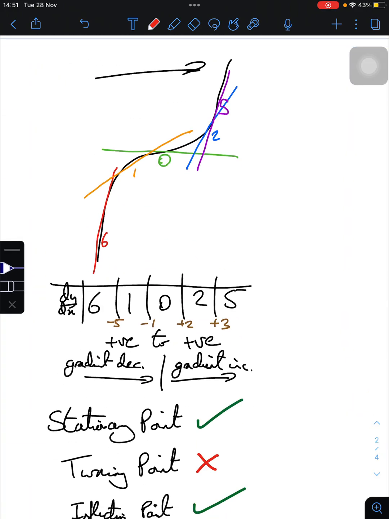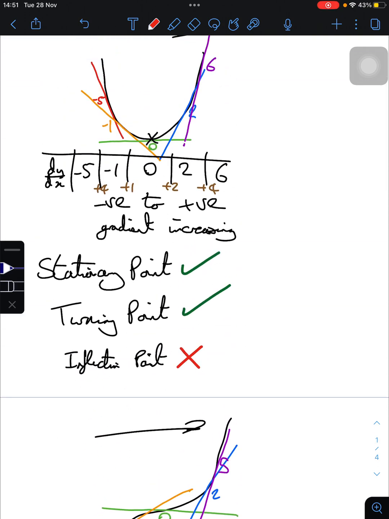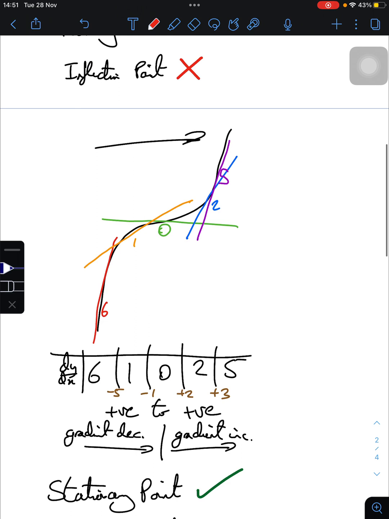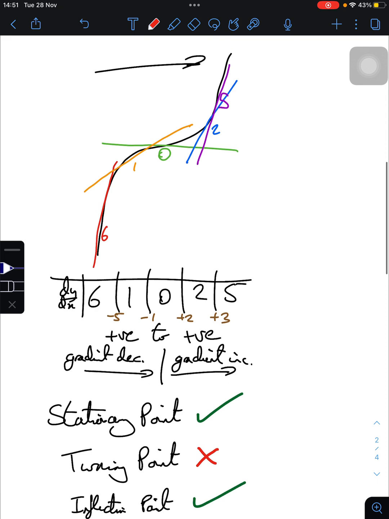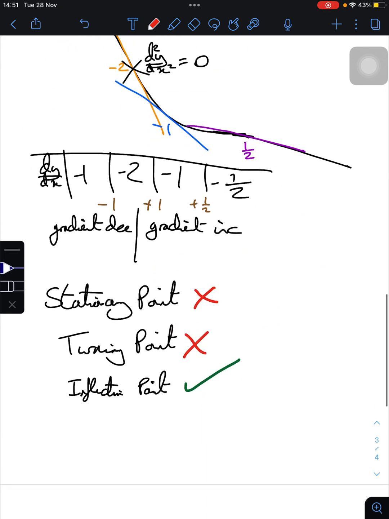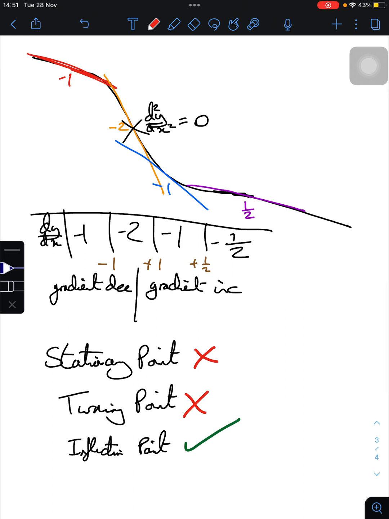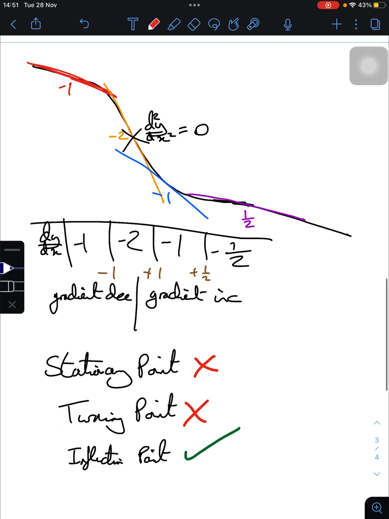In this case here, the gradient is increasing, and then at some stage it starts decreasing. Whereas here we're increasing the whole way through. And so it doesn't change sign, and so we don't have a turning point. Inflection point here, we are decreasing and then increasing, but we're not quite getting to 0. And so because it never changes sign from the negative, we don't have a stationary point or a turning point, but we do have an inflection point. I hope that kind of clears things up.